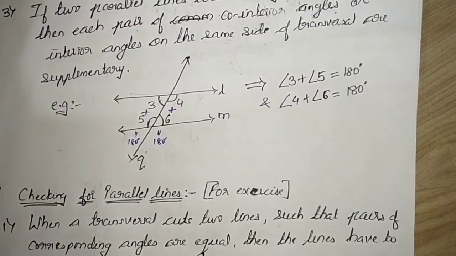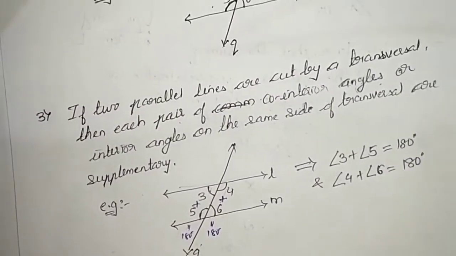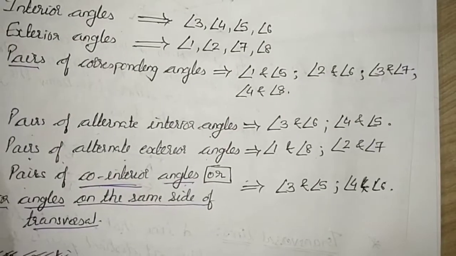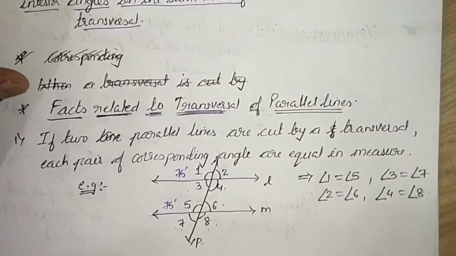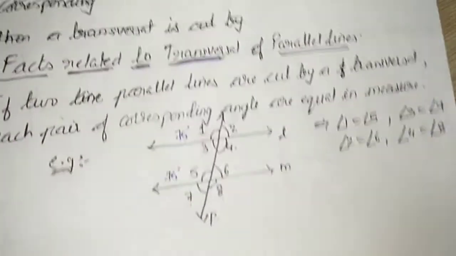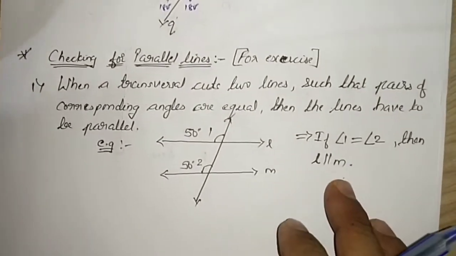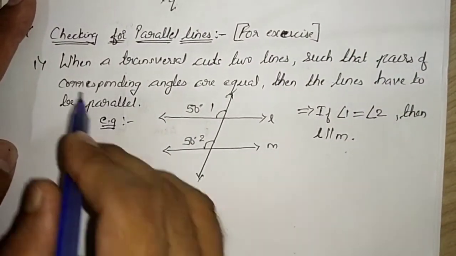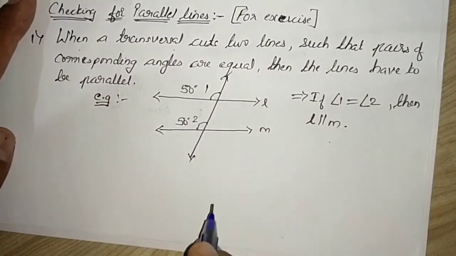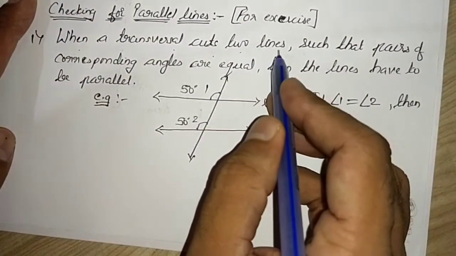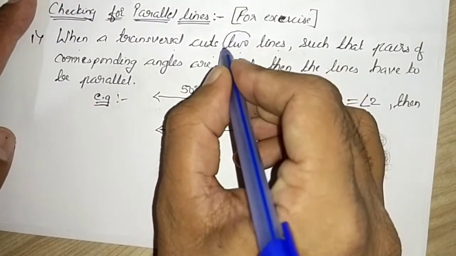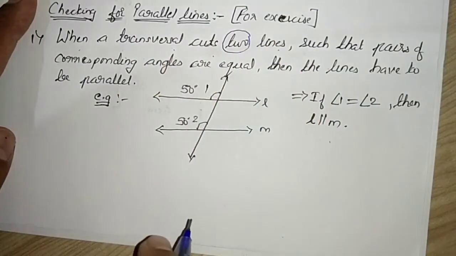Now the three points which I have discussed right now, the facts related to the transversal of parallel lines, their opposites are also true. And what is their opposite? Let us see. The first one is, when a transversal cuts two lines, this time instead of parallel lines they have told only lines. It is not parallel.